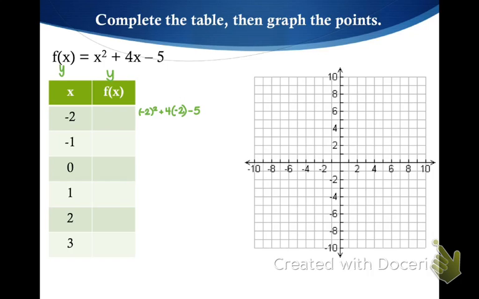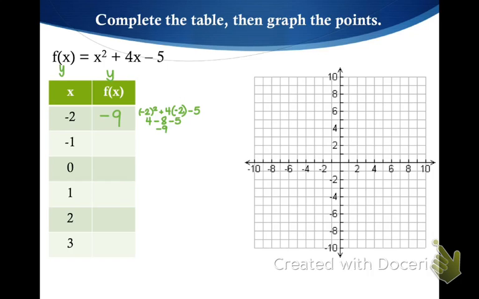Okay, order of operations, we have to do the exponent first. -2 squared is 4, and then 4 times -2 is -8, minus 5. 4 minus 8 is -4, minus 5 is -9. And so that's what we get for this first box. -9 is what we got. Then we do it again. This process is kind of tedious, but that's how we go through and do this.